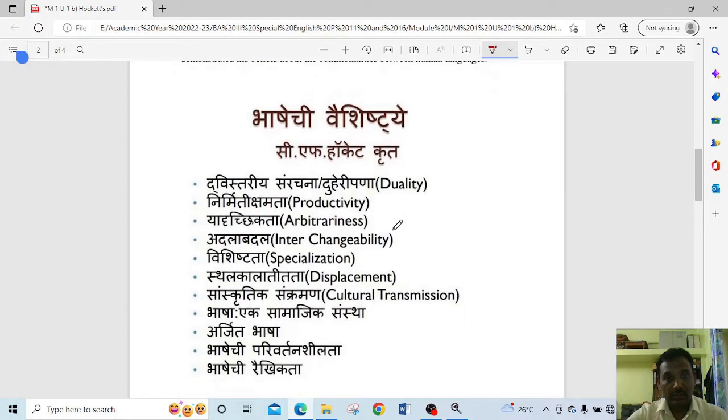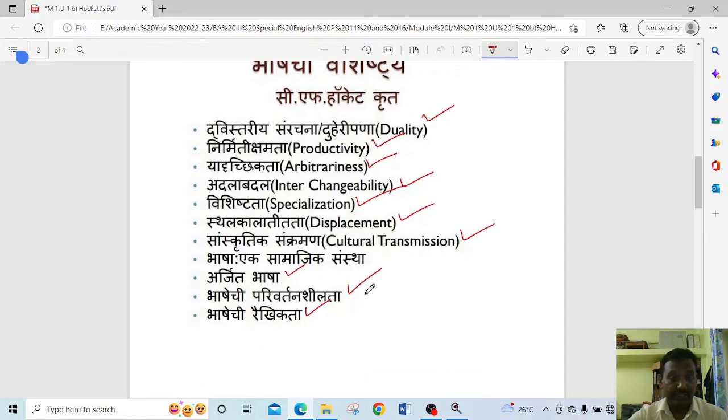Now, what are these features? According to Hockett, the language has the following features, that is duality, productivity, arbitrariness, interchangeability, specialization, displacement, cultural transmission, language as a social institute, in Marathi अर्जित भाषा, acquired language, reflexiveness of language, and in Marathi भाषेची formality.